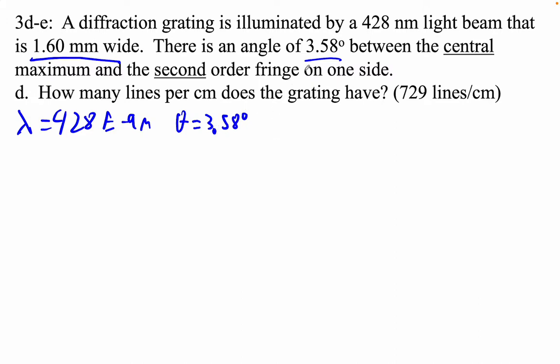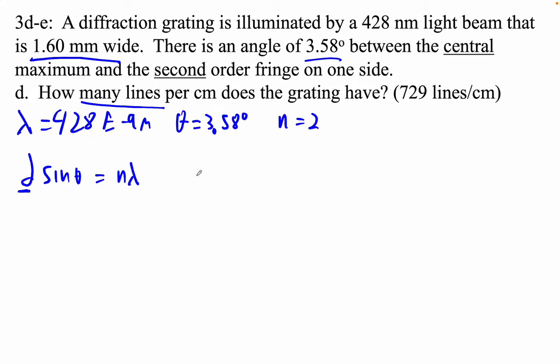And then they're giving us the angle for the second order. So n equals 2, right? So to do this, we're going to use d sine theta equals n lambda, right? So let's see, lines. Okay, so our strategy here is, let's figure out what d is, the distance between the lines, and then we can figure out how many of those fit into a centimeter, okay? So let's solve for d, and then we can figure out the lines per centimeter.